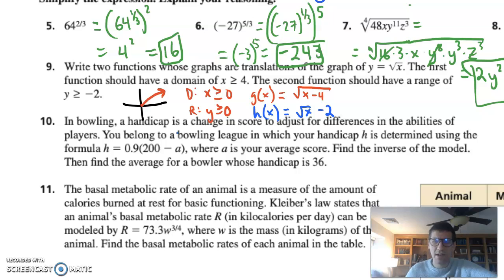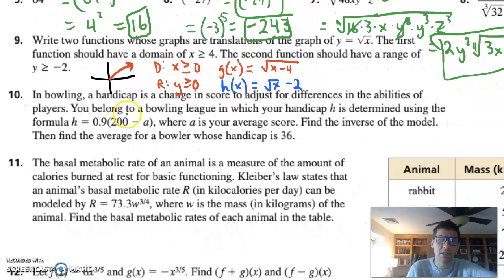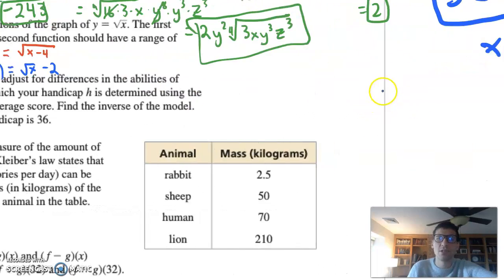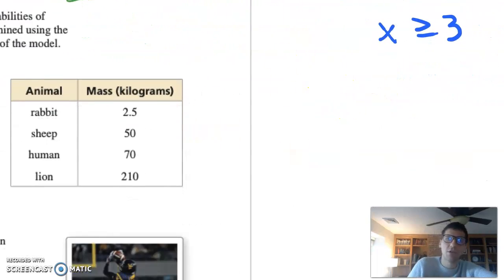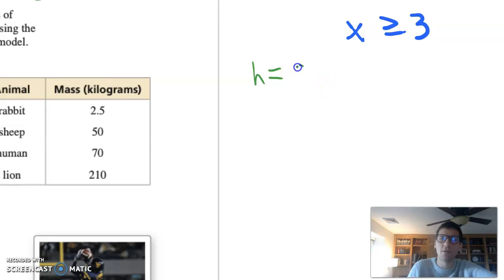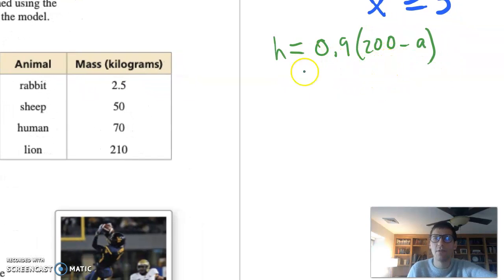They're asking us to find the inverse of the model. So basically a model that could find your average score given the handicap, since this is telling you the handicap given the average score. So let's do this systematically. Remember we said we're actually going to be doing ourselves a favor every time we do this systematically, and often it's the most efficient and effective way to do it. So in this case we want to solve for A in terms of H.